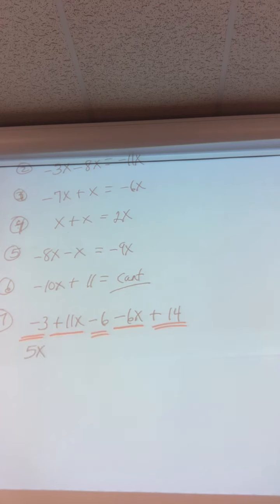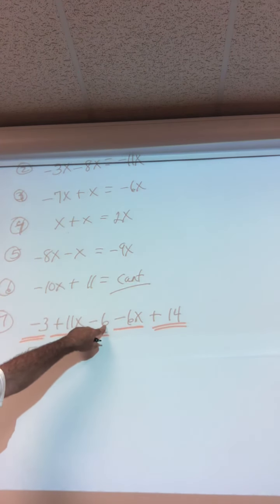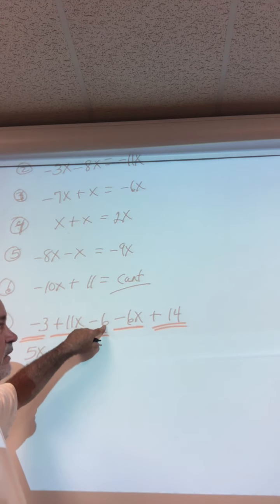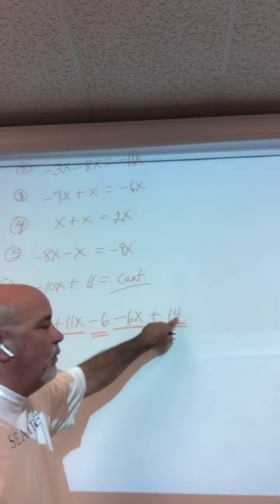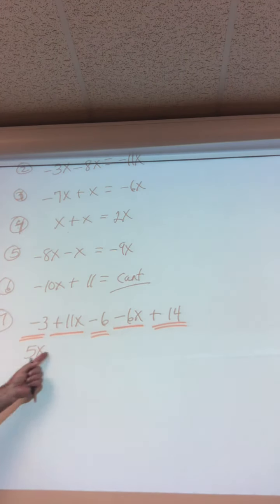Now the numbers. If you lose 3, you're down 3. You lose 6 more. That means you're down 9. But if you're down 9 and then you win 14, you are up by 5. So this would be 5x plus 5. Or you could write it 5 plus 5x.